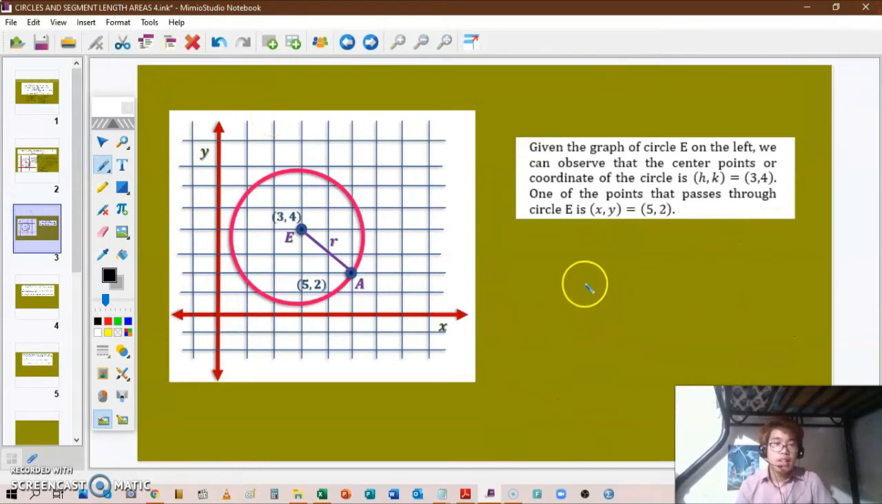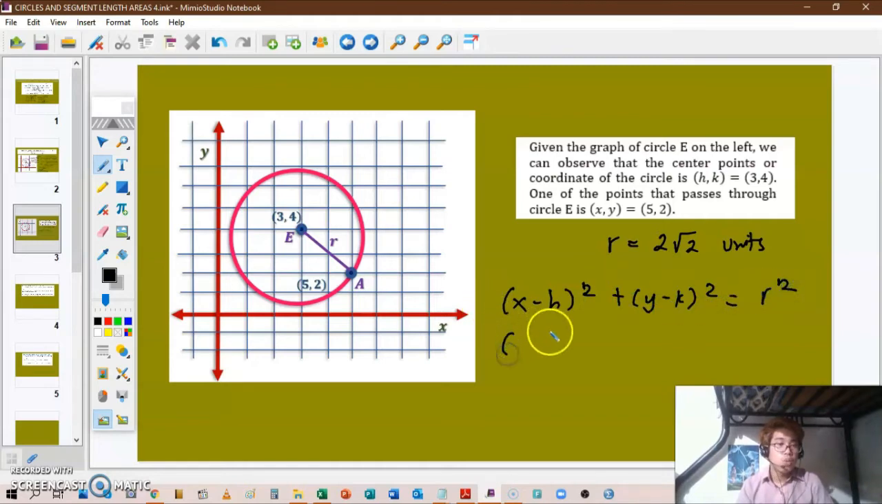Okay, so given here, guys, now that we know that the value of r is equal to 2 square root of 2 units, can we now find the standard equation for this given circle? Yes. Okay, so we can find the standard equation using this formula. (x minus h) squared plus (y minus k) squared is going to be equal to r squared. So since we want to find the standard equation, we simply write here x, and then since this is h and this is k, we write 3 for our h, and then y minus 4 for our k is going to be equal to 2 square root of 2 squared.